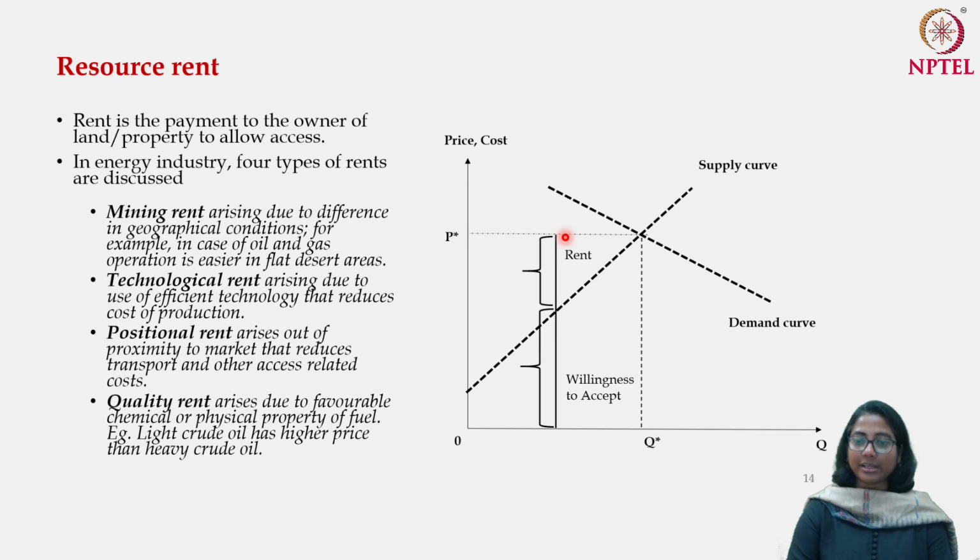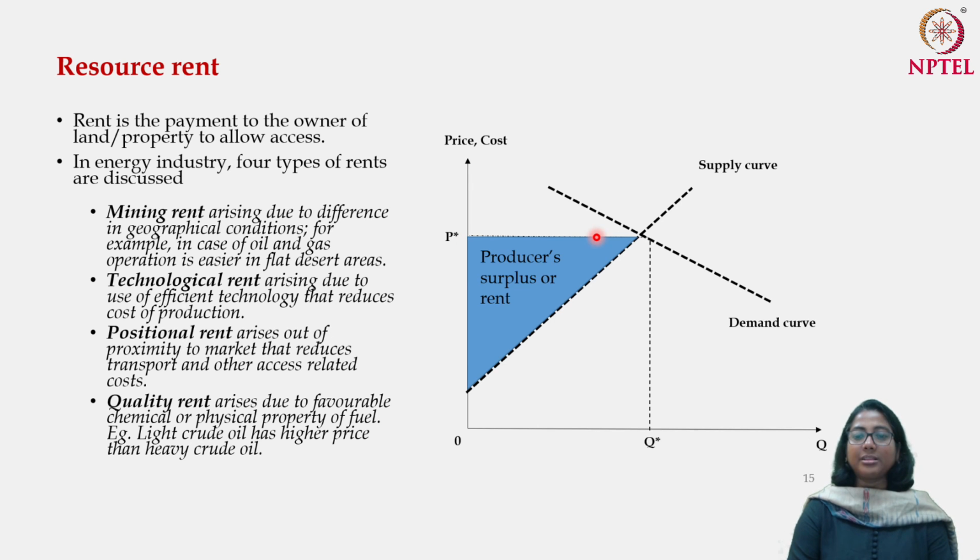If I integrate this whole part of rent, this rectangular area, this is called producer's surplus. So this is producer surplus. Why? Because if the producer is supplying at Q star, this blue triangular area is the amount that the producer is getting over and above the cost that the producer is incurring. So this is the concept of producer surplus. The more the producer surplus, the more the benefit accruing to the producer.